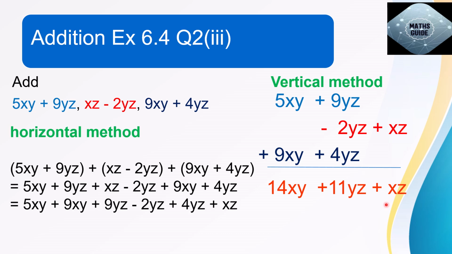Now the horizontal method. The question is written separated by the addition symbol. Now opening the brackets in the second step, and in the third step aligning the like terms, and then in the next step again the same answer. So you can use any method of your choice.